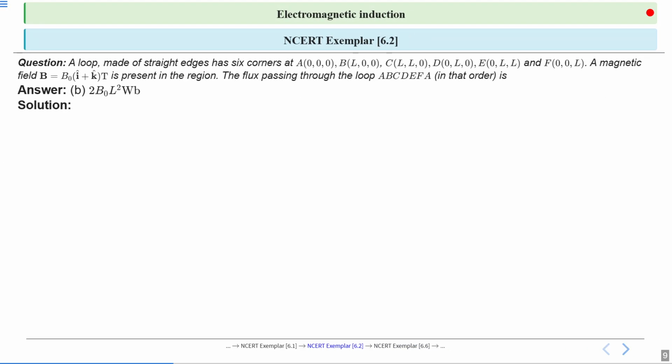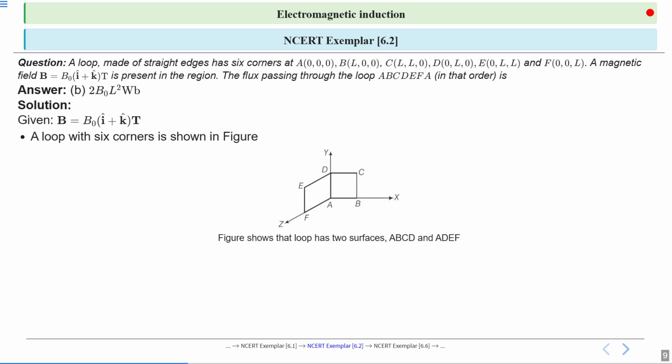Let's see the solution. The correct option is B, 2 B naught L square Weber. What is given? B equals B naught (i cap plus k cap) Tesla. A loop with 6 corners is shown in the figure, with this diagrammatic representation. This is the x-axis, y-axis, and z-axis. Corner A is at the origin, B is on the x-axis, C is in the xy plane, D is on the y-axis, E is in the yz plane, and F is on the z-axis. This is the orientation of the loop in 3D space.